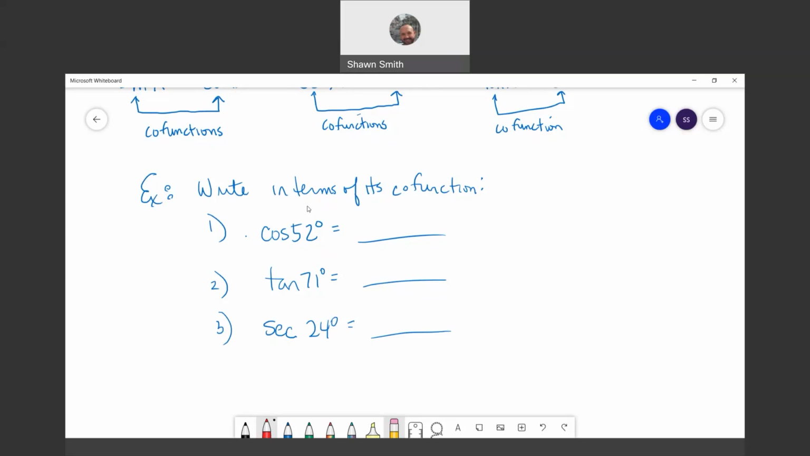All right, cosine of 52 degrees would be the sine of 38 degrees. Tangent 71 is the cotangent of 19. And secant of 24 is the cosecant of what? 66.